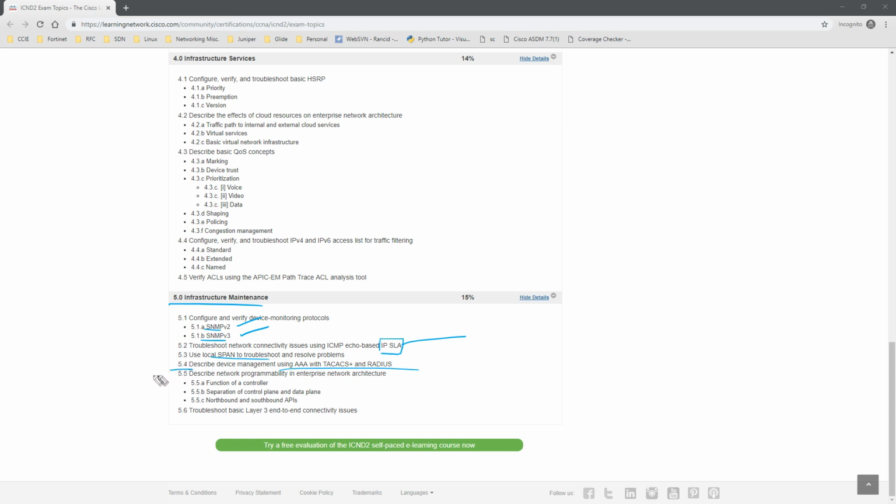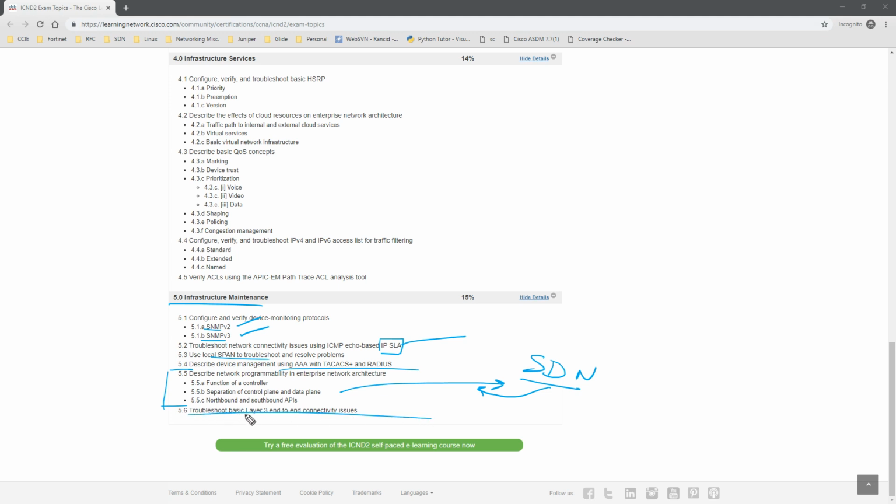And then 5.5 is most likely the newer bit of the ICND2 following the last update, which was the stuff around SDN. Now it's software defined networking. It's a bit generic to shove that in, but we'll shove it in there for now. And then we will discuss it in a bit more detail as we go throughout the course.